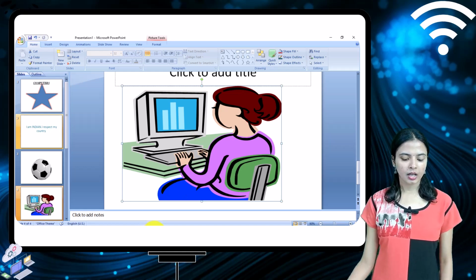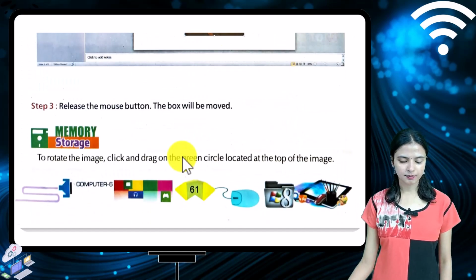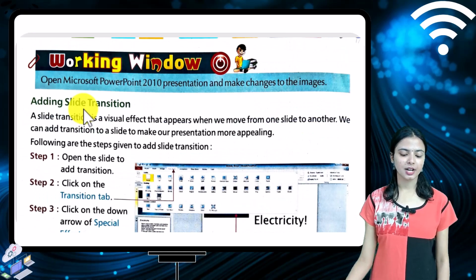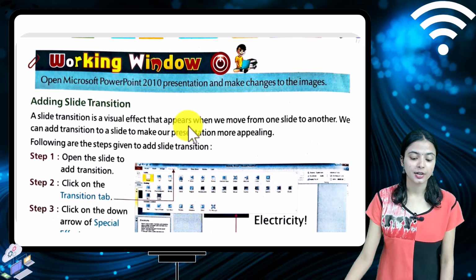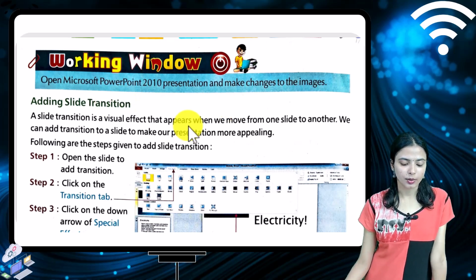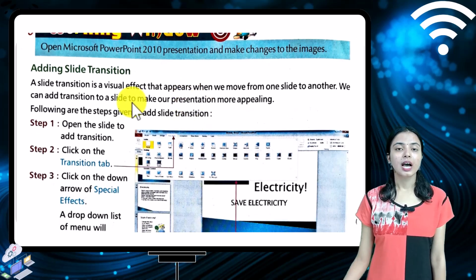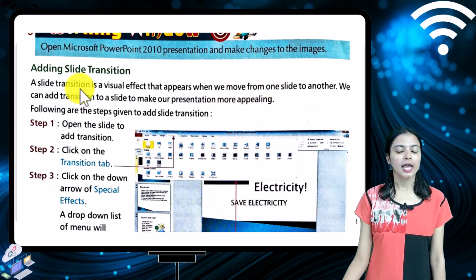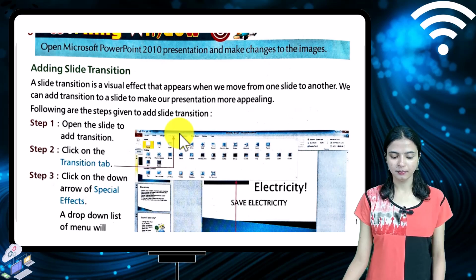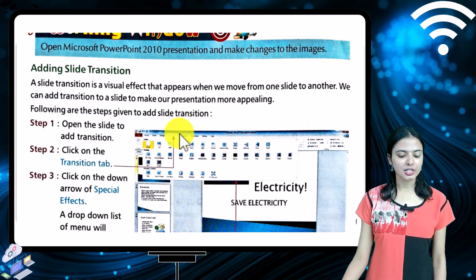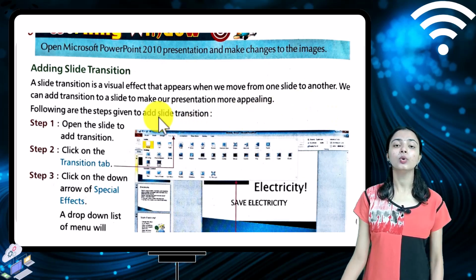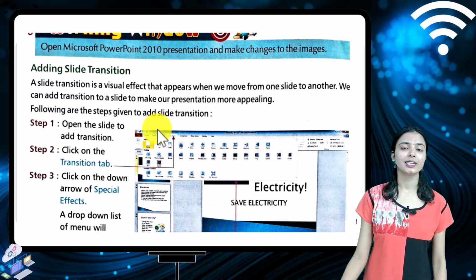Okay, students. Next, we will learn adding slide transition, how you can add slide transition in your PowerPoint slides. A slide transition is a visual effect that appears when we move from one slide to another. We can add transitions to our slides to make our presentation more appealing and attractive.